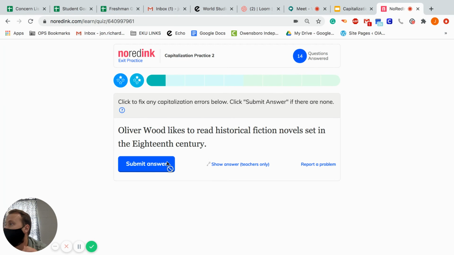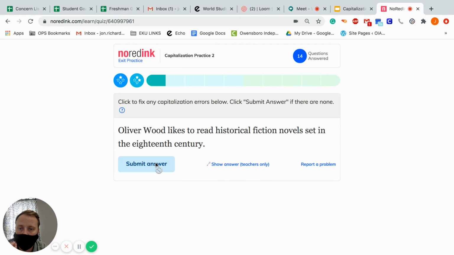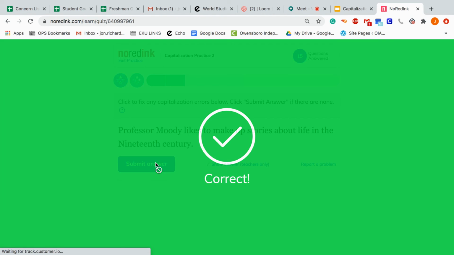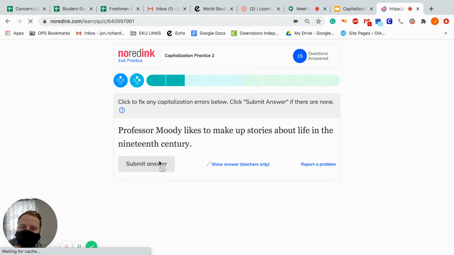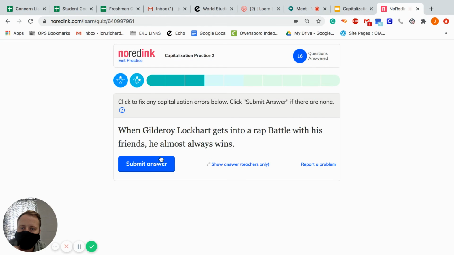Yes, so Chicago and Marathon are both capitalized because that's a specific marathon. Oliver Wood likes to read historical novels from the 18th century. We don't capitalize 18th century. Professor Moody likes to make up stories about life in the 19th century. We don't capitalize 19th century. When Gilderoy Lockhart gets into a rap battle, this battle is not a specific battle. It's not like the Battle of Gettysburg or something like that.